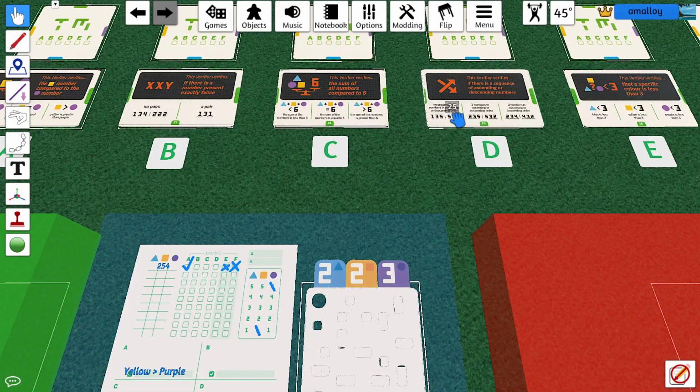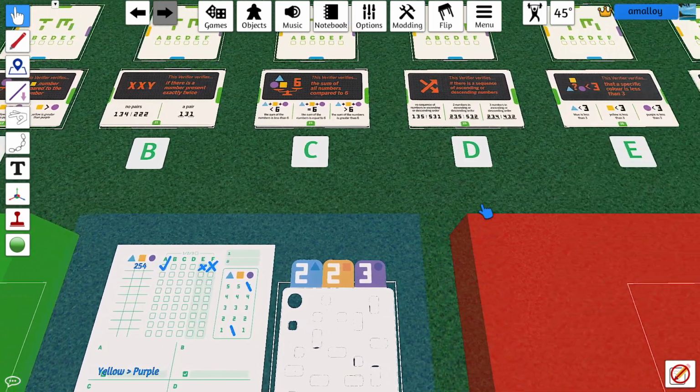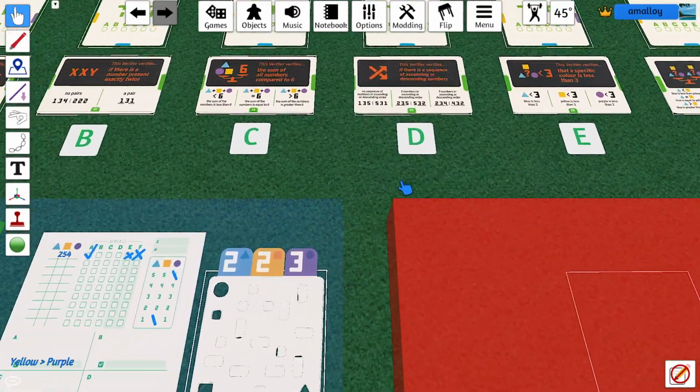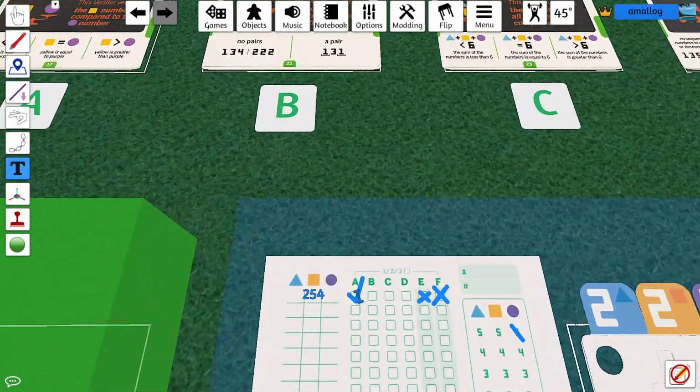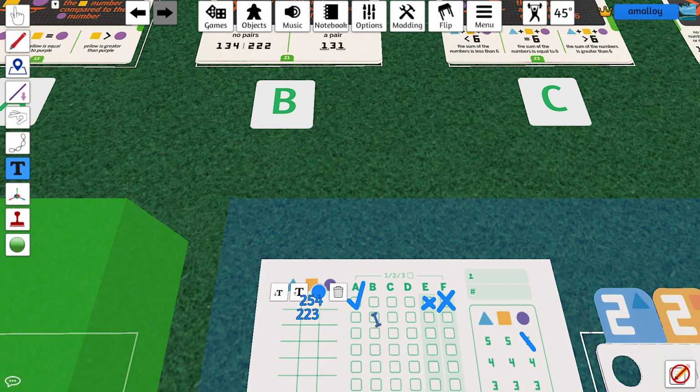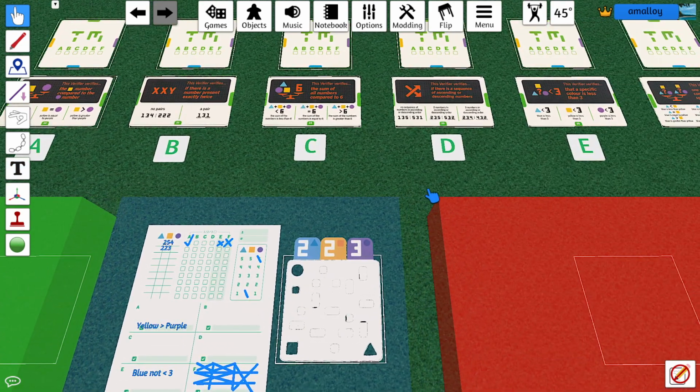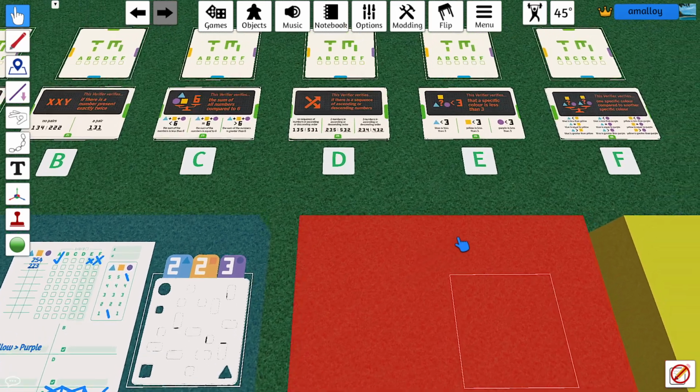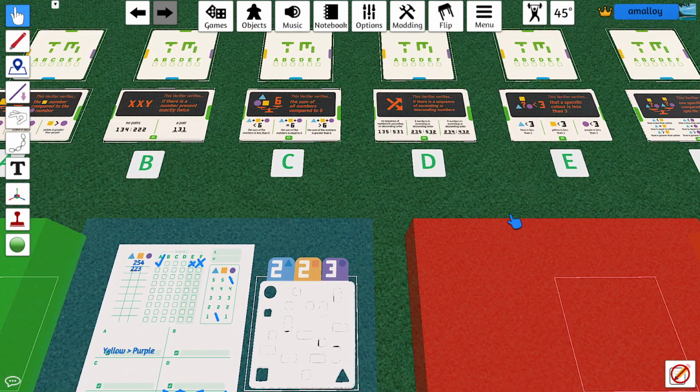Aim for a sequence in ascending or descending order. And then ask B. Sure. Okay. So let's write that down as my next guess. 2, 2, 3. And start by asking E what it thinks about this.